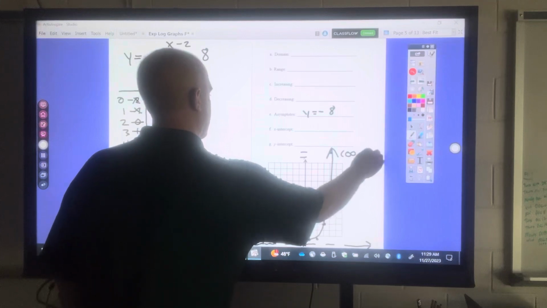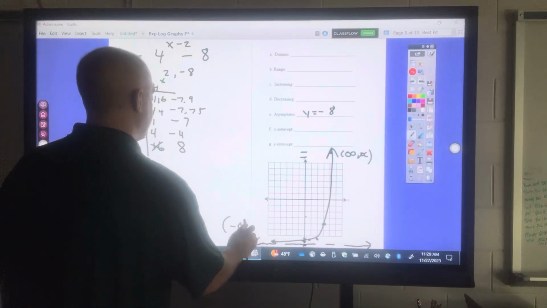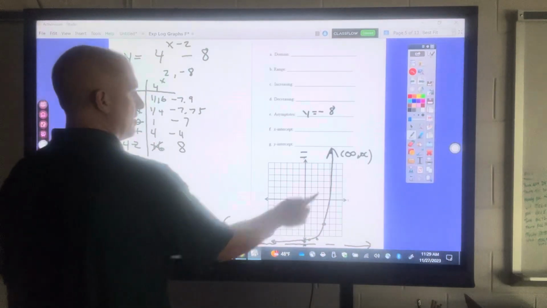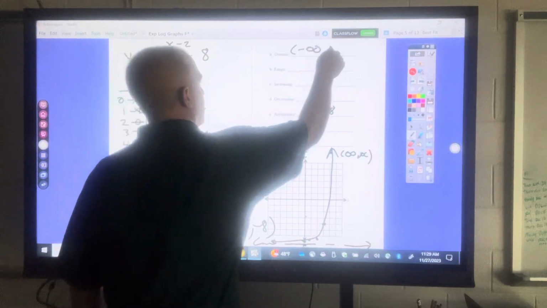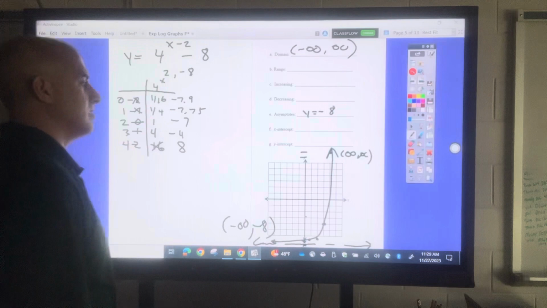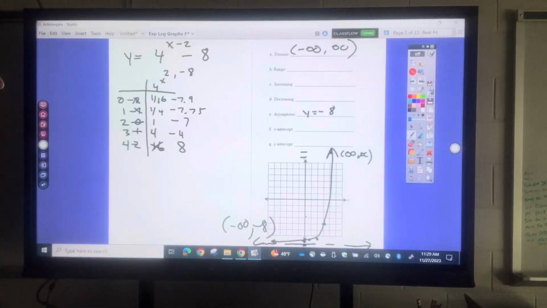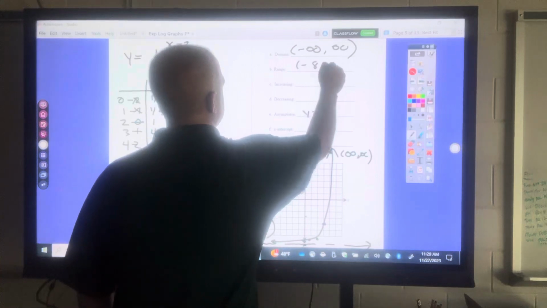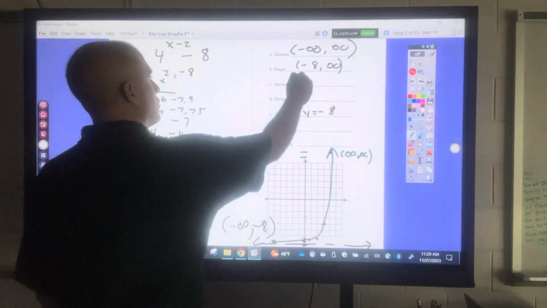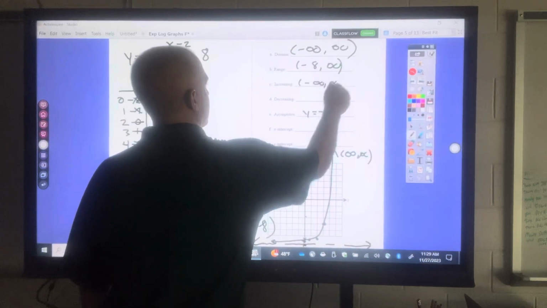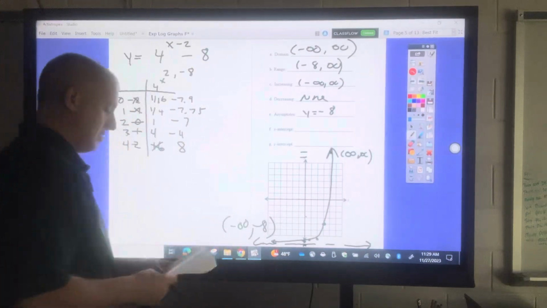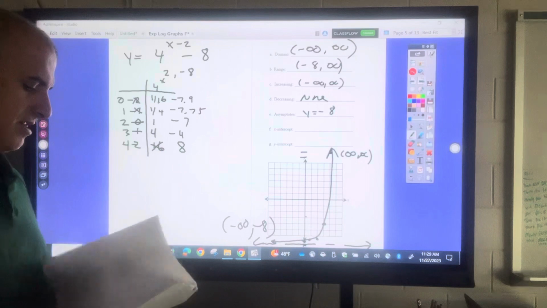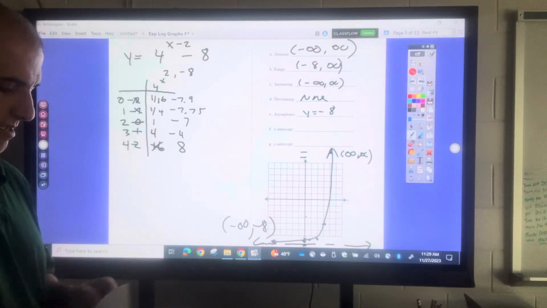Infinity, infinity. This would be negative infinity, negative 8. So my domain is negative infinity to infinity, and my range, my smallest value is negative 8, biggest is infinity. This is increasing the whole way. And the x-intercepts would be none.